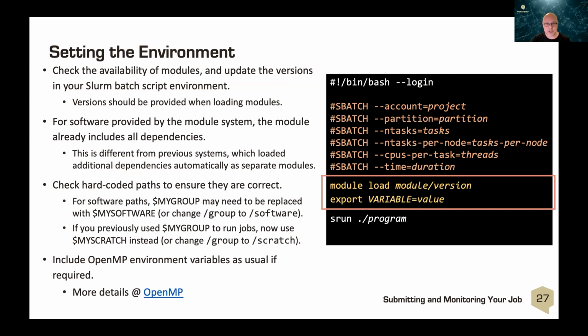When porting scripts to Setonix, you should check that your required modules are available and update, if necessary, their versions in your script. You should also check for any hard-coded paths in the script. As there is no group file system on Setonix, instances of the mygroup environment variable, or paths referencing /group, will need to be changed to refer to the software or Scratch file systems. Any OpenMP environment variables should also be set in this section, and you can refer to our OpenMP documentation for more information.